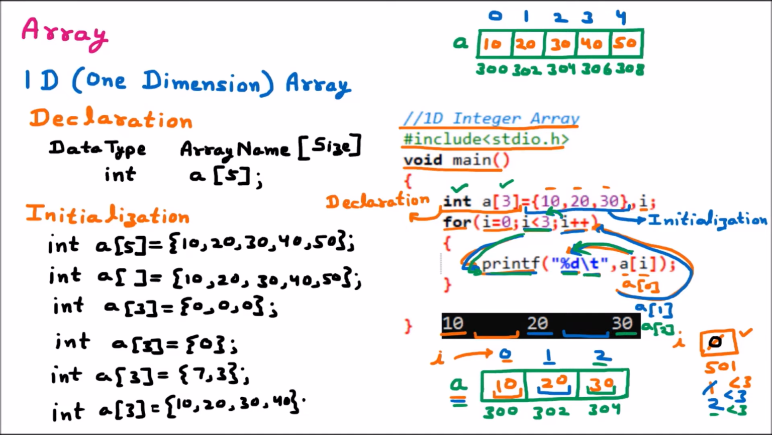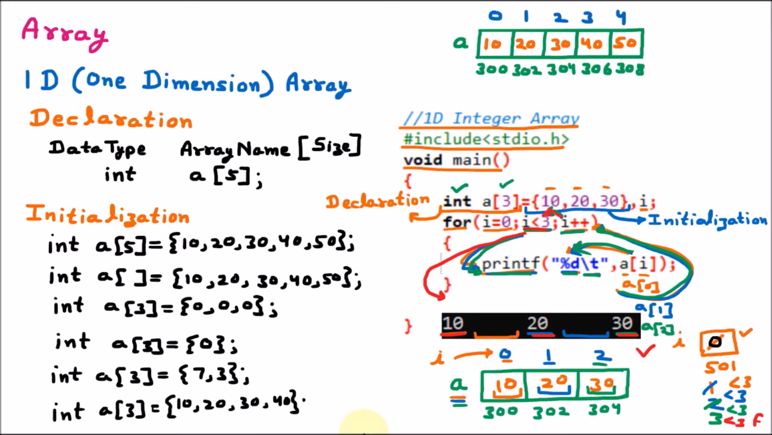Then again a tab space, and since it is a loop, it will go back. Then i++, so the value of i will now be 3. Again checking the condition, i less than 3, so 3 less than 3 is false. The condition is false, so the loop will come out. So here we have the output on the screen, which is 10, 20 and 30.